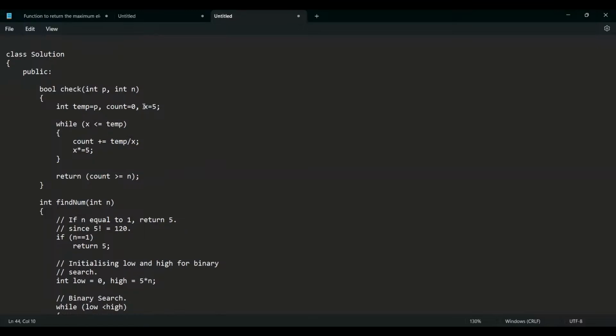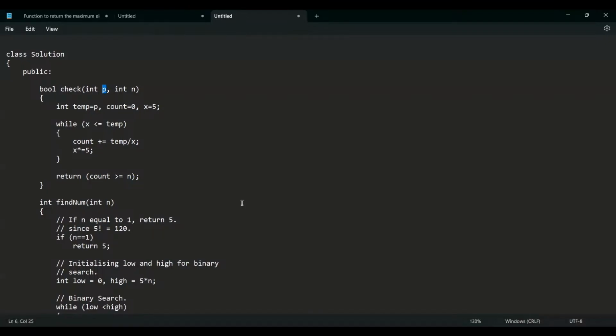Finally, we are returning. So what is happening here? For check, we are just checking how many times it's divisible by first 5, then 25, all the way up till x is less than this temp. This temp is the original p that we are checking for right now. And n is the number of trailing zeros that we want. And p is the number up to which we will take our factorial. So this is okay, right? This is clear to everyone?